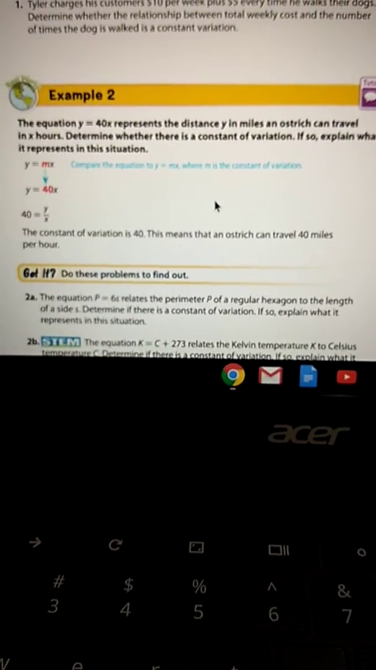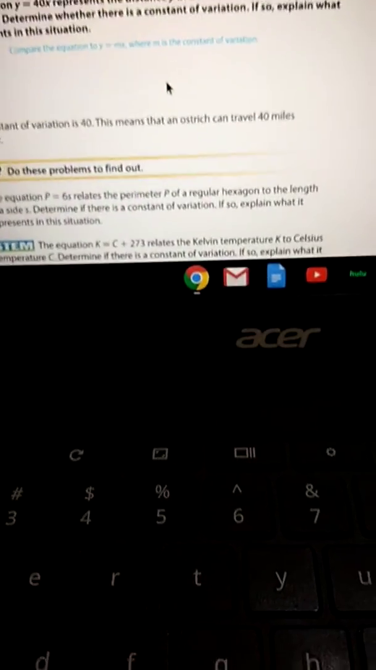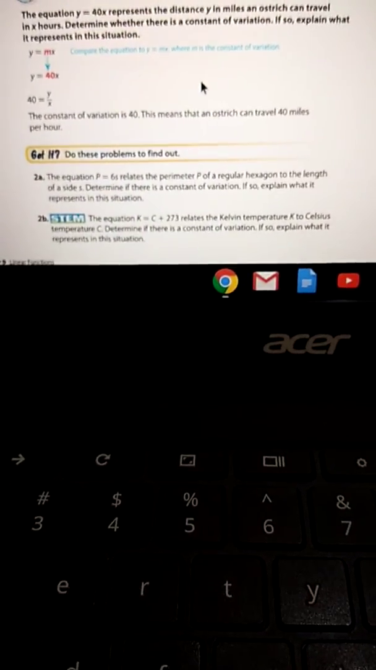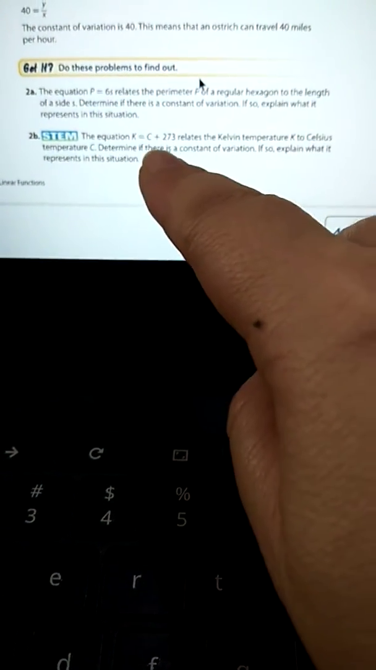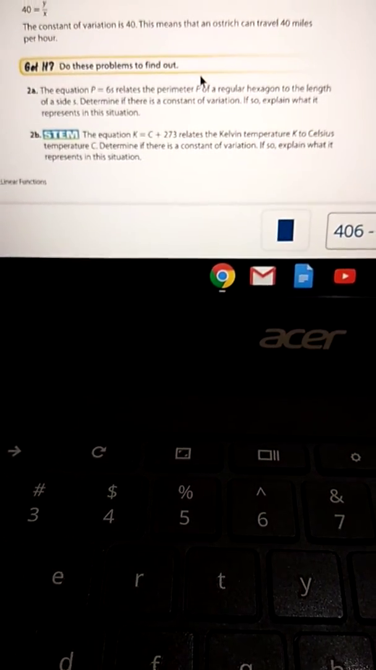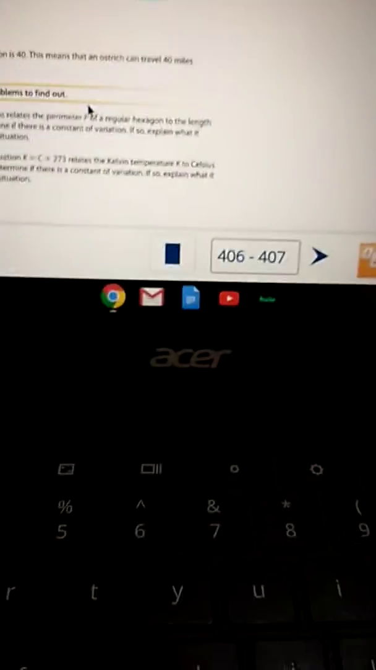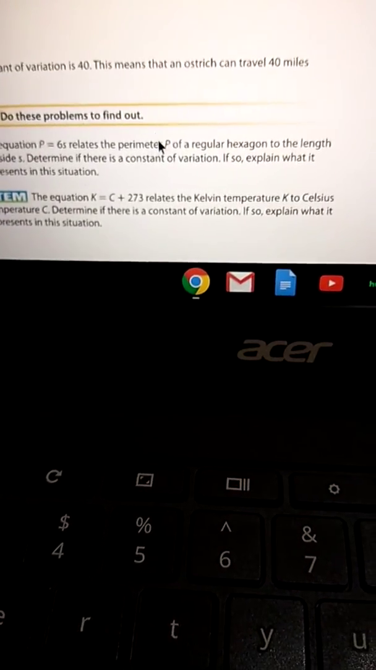Here's another example. I want you to read through these yourself. I don't want to make a very long video. This is a good question also. They ask you, is this a constant of variation? And the answer is actually no. If it were, you would have to multiply it. Let me make sure I got that right.